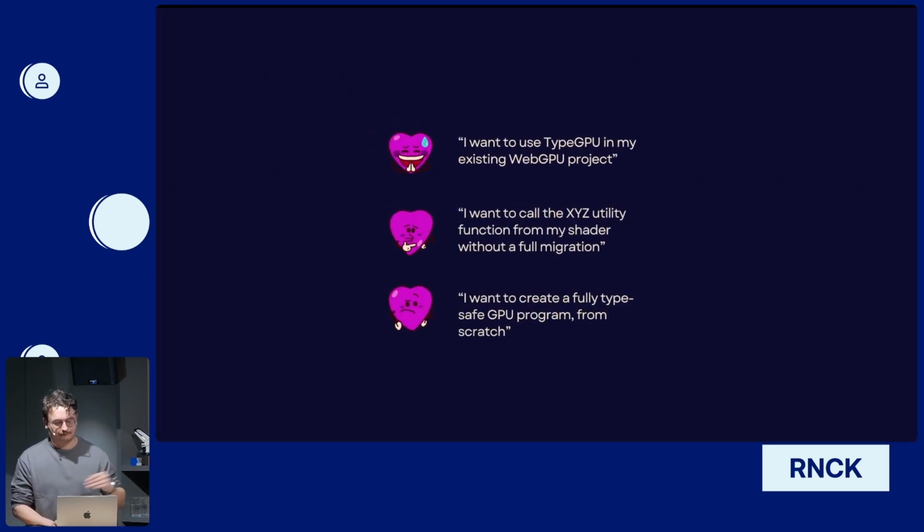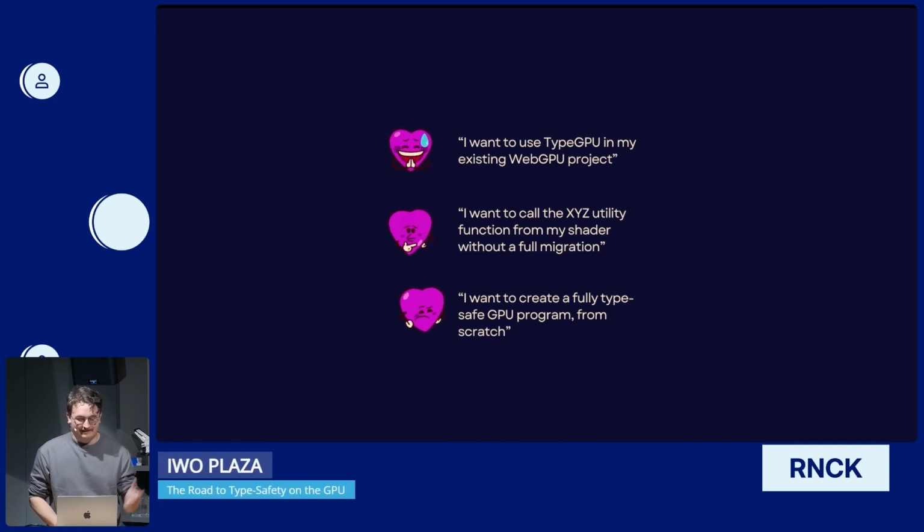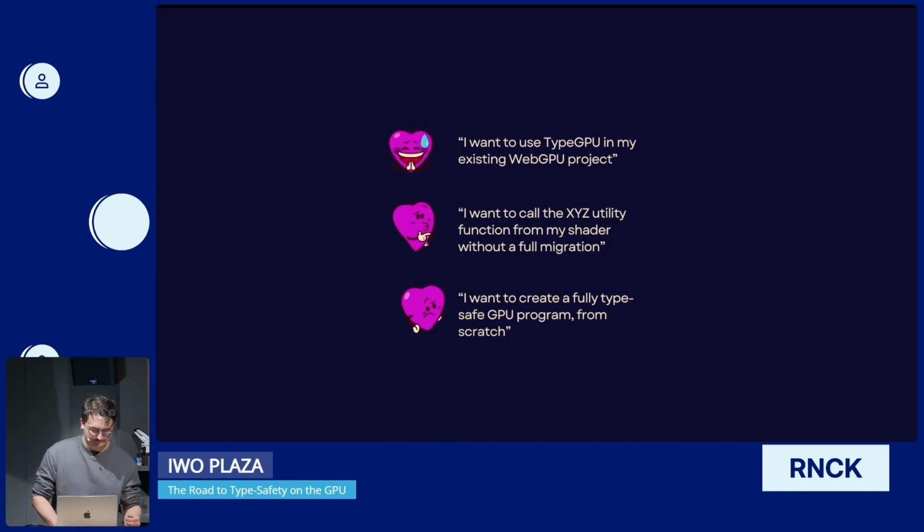So let's go through some example use cases of how you can incorporate TypeGPU into your workflow. Let's say I want to use TypeGPU in my existing WebGPU project. We'll cover that. I want to call some utility function from another module, from my shaders, without a full migration to TypeGPU, which is also fair.